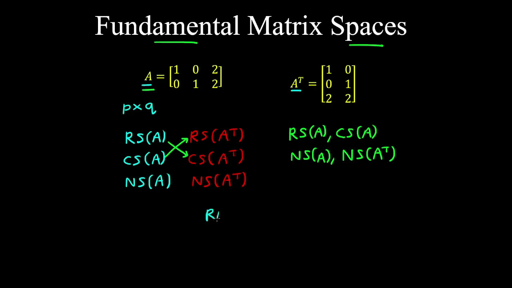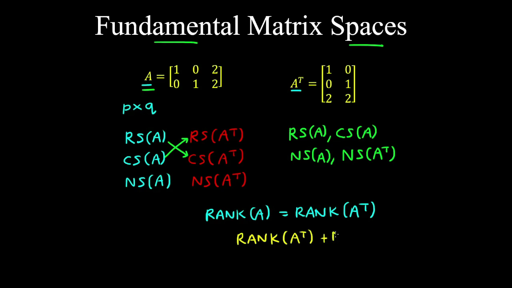And therefore the rank of A is equal to the rank of its transpose, and therefore this implies that the rank of the transpose of A plus the nullity of the transpose is equal to p, where p is the number of rows in matrix A.